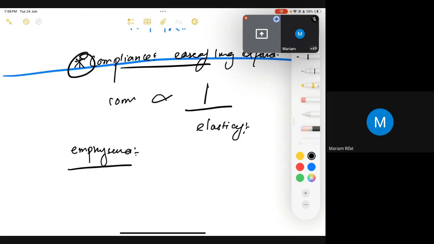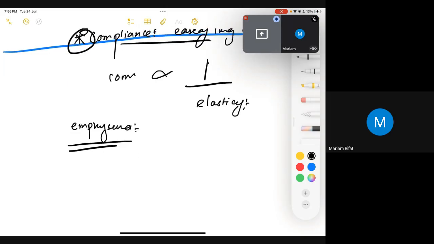During emphysema, basically what happens to elastic structures? That's very simple. What happens to elasticity? It decreases. So what happens to compliance? Compliance increases, as they are inversely proportional. So can I say that now it's easy for the lungs to expand, and expansion is during inspiration.